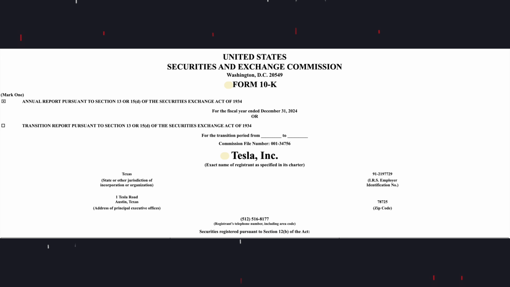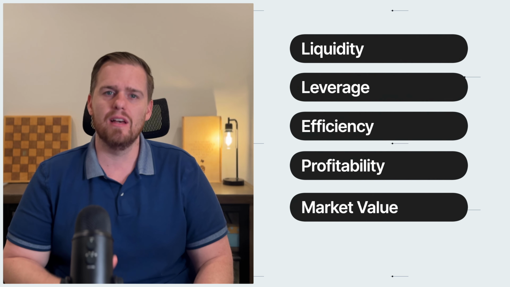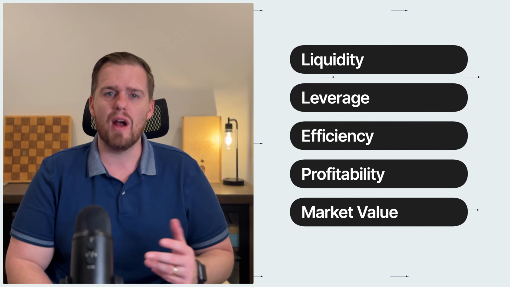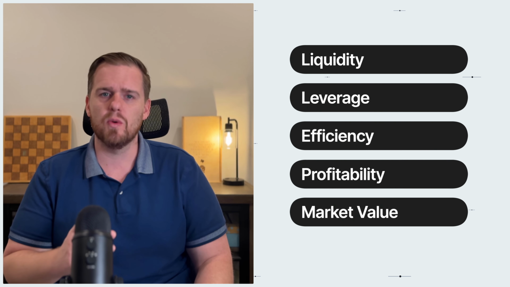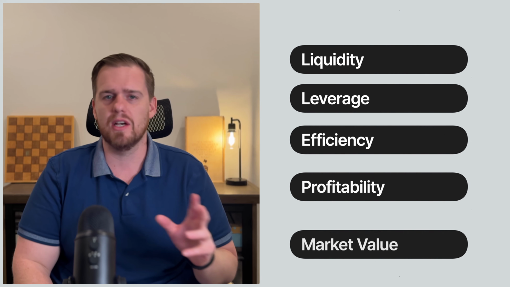Hey guys, in this video we'll analyze Tesla's latest 10K financial statements using the 5 core financial ratio categories every analyst should know: liquidity, leverage, efficiency, profitability, and market value. You'll learn how to calculate each ratio and interpret the results using Tesla's real numbers and understand what they reveal about the company's financial health.